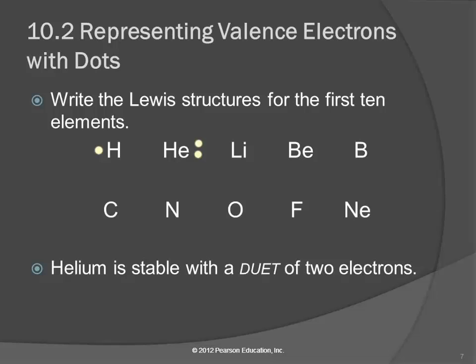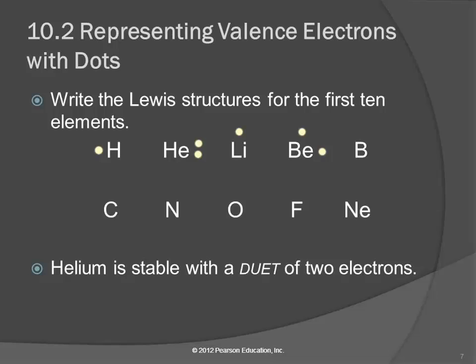So then lithium. Yes, I was getting ahead of myself. Lithium has 1 valence electron, so there's just the 1 there. Beryllium has 2 valence electrons. We're going to do it like this, even though technically they are paired.